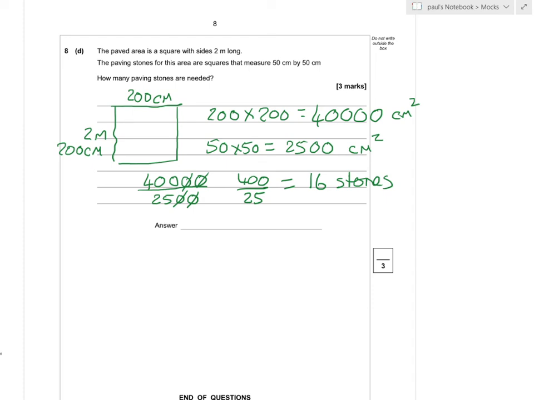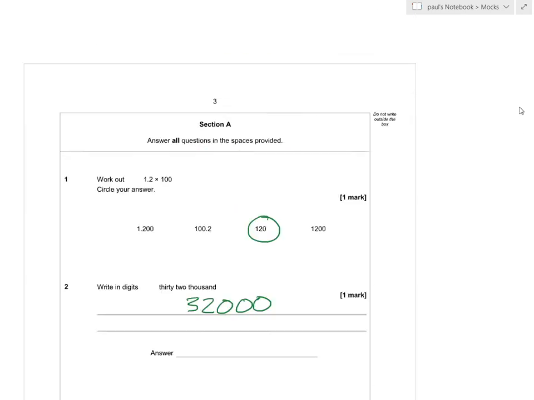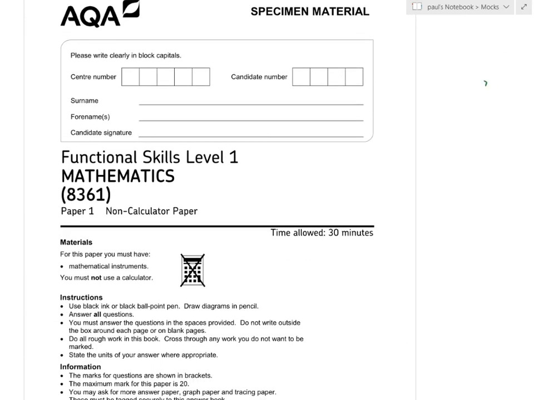Oh, that's the end of the questions, right? Okay, let's go back here and there and there. Right, okay. So there you go. That's the level 1 non-calculator paper for you.